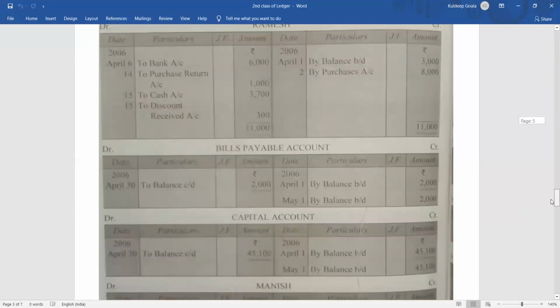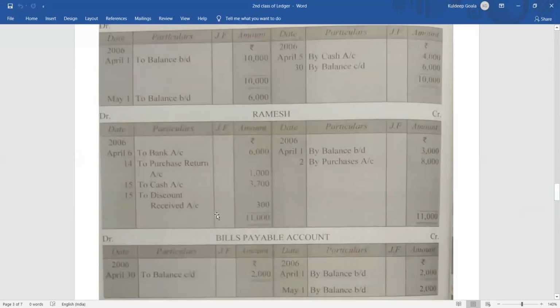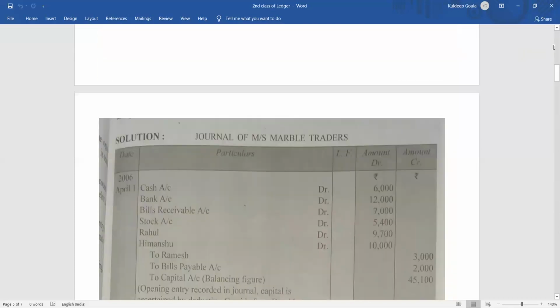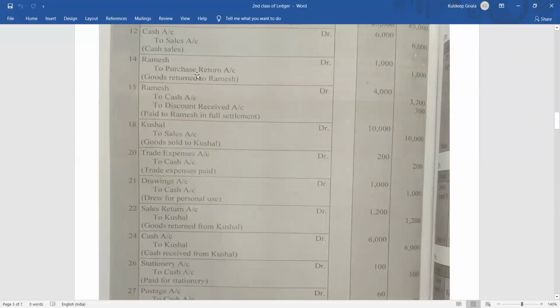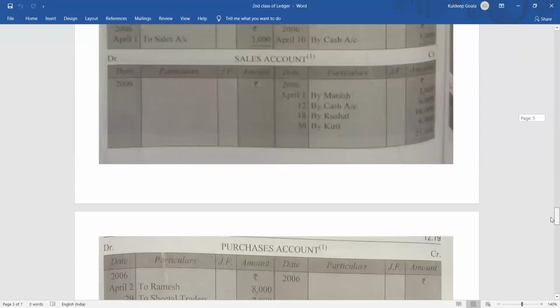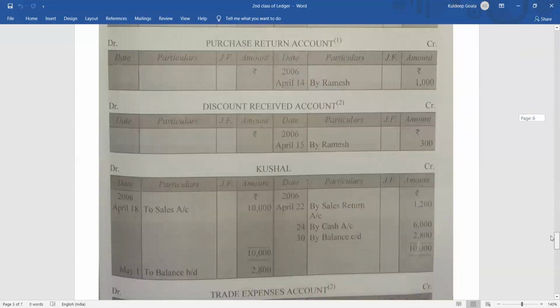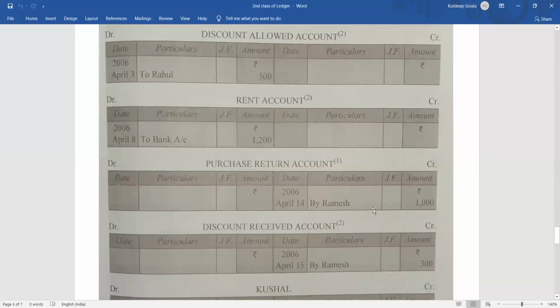रमेश अकाउंट के डेबिट साइड में क्या लिखना है? टू परचेज रिटर्न. ये देखो रमेश के डेबिट साइड में टू परचेज रिटर्न 1000 और परचेज रिटर्न के क्रेडिट साइड में क्या लिखोगे? You can see the question once again. Journal entry, what is given here? Ramesh debit to purchase return. So go in the credit side of purchase return and write down by Ramesh. You can see the purchase return here. Purchase return credit side by Ramesh 1000. Got it? Is it clear?